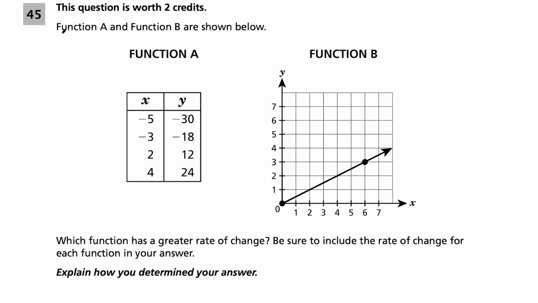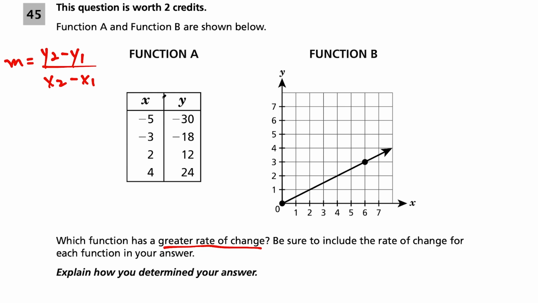So question 45, we have function A and function B are shown below. We want to know which function has a greater rate of change, and we have to be sure to include the rate of change for each function in our answer, and we're going to explain how we determined our answer. So for this one here, we need to know this formula. The slope m equals y2 minus y1 over x2 minus x1. And just know this represents the slope between 2 points, the points being x1, y1 and x2, y2.